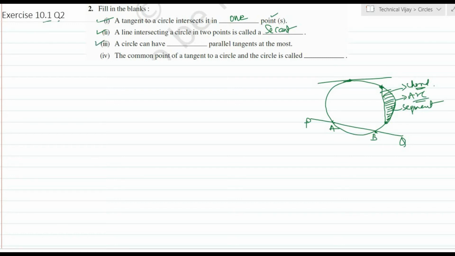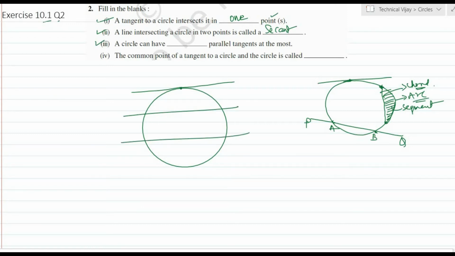Third portion, a circle can have how many parallel tangents at the most? Suppose a circle is there like this. Now this can have how many parallel tangents? Suppose this is one tangent. A tangent is nothing but a line touching the circle at only one point. So parallel to this one, this is not possible, so here only it is possible. So this and this, only two parallel tangents are possible at the most.